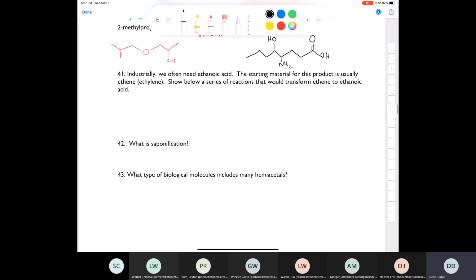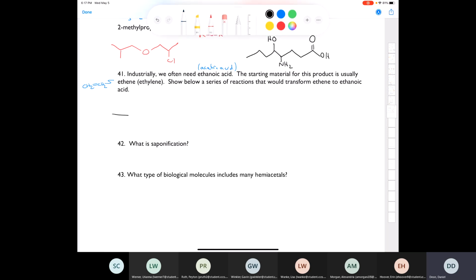All right. Industrially, we often need ethanoic acid, which again is the same thing as acetic acid, right? You need it to put in your vinegar. So industrially, we often need to make ethanoic acid. The starting material for this product is usually ethylene. So ethylene is just CH2 with a double bond. It's an alkene. Show a series of reactions that would transform ethene to ethanoic acid. Look, I'll never ask you this, okay? Not going to ask you this question. Not a big fan of this question, but I just want to talk through it with you. I think it's a good opportunity for a review, right? These are things that we've learned.